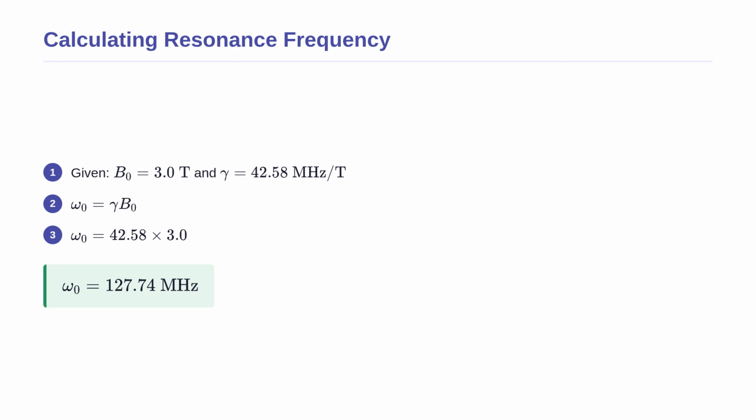We choose the Larmor equation because it directly links magnetic field strength to resonance frequency. By substituting our known values, we simply multiply 42.58 by 3.0. The units of Tesla cancel out, leaving us with a final answer of 127.74 megahertz. Physically, this means the machine must broadcast at exactly this frequency to successfully interact with the patient's brain.